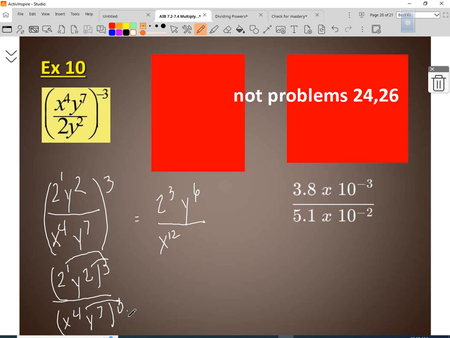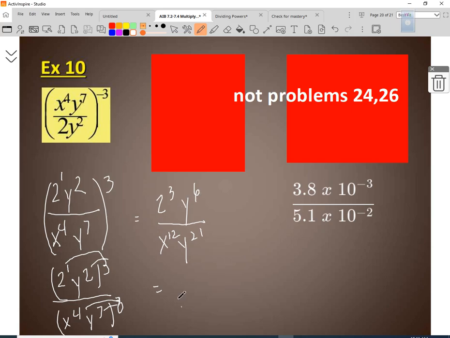and 7 times 3, y to the 7 times 3, or 21st power. This is the 3, right? Right here's the 3, right? I know it does because I wrote over it there, but yeah, it's a 3. So we can't leave the 2 raised to a power, and we have a y on the top and a y on the bottom, so we have to divide them.